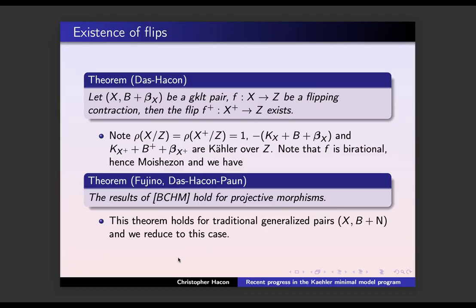So I'm not going to discuss that. I would have to do a whole other talk to explain why the results from BCHM hold for projective morphisms. I've sort of given you an idea why they hold for projective varieties. Projective morphisms is a bit more subtle, but somewhat similar. There are many technical details, unluckily, to worry about.